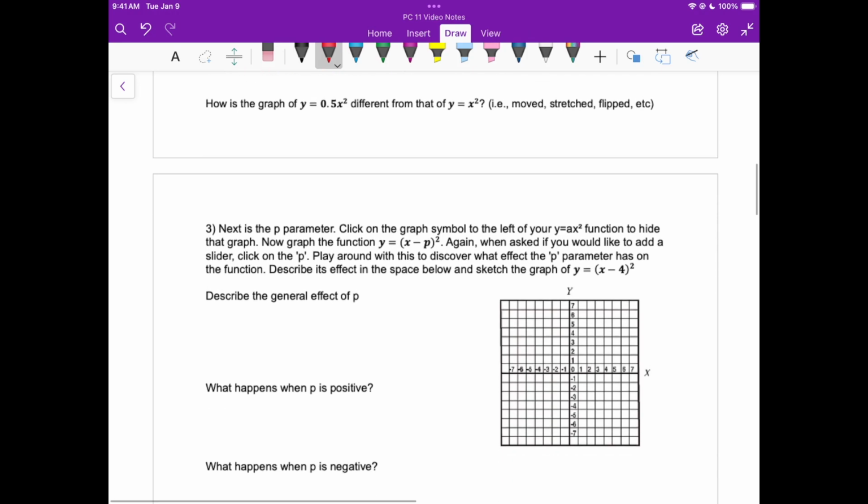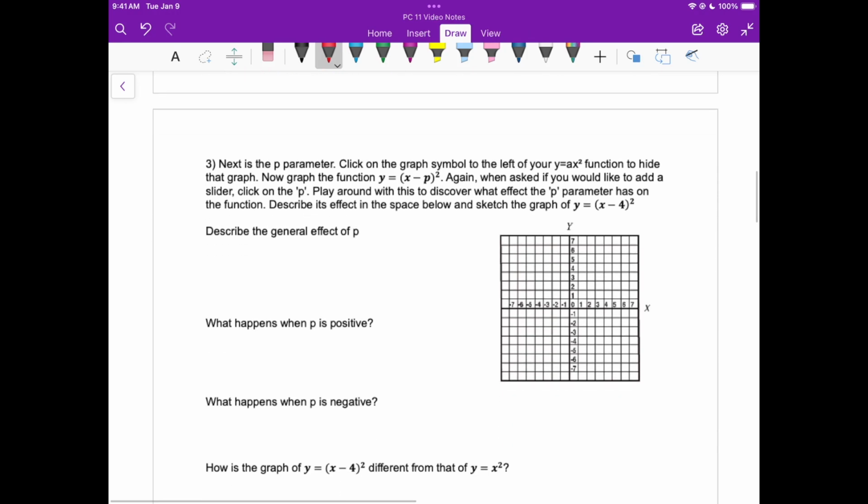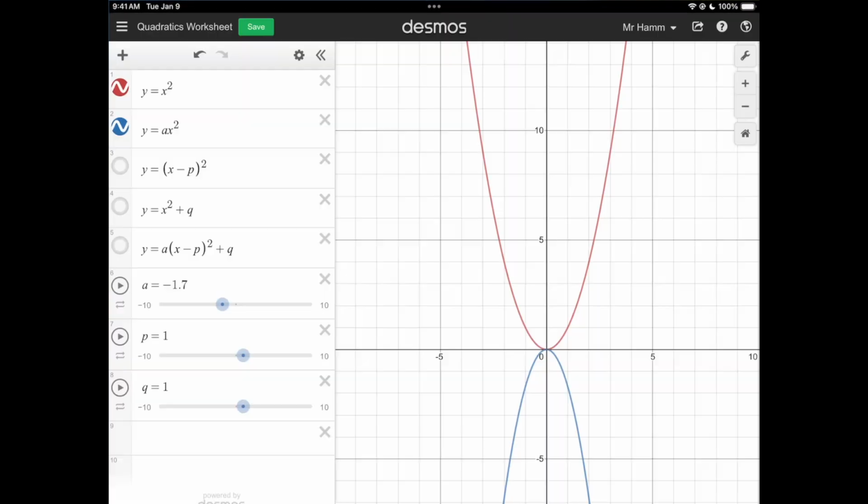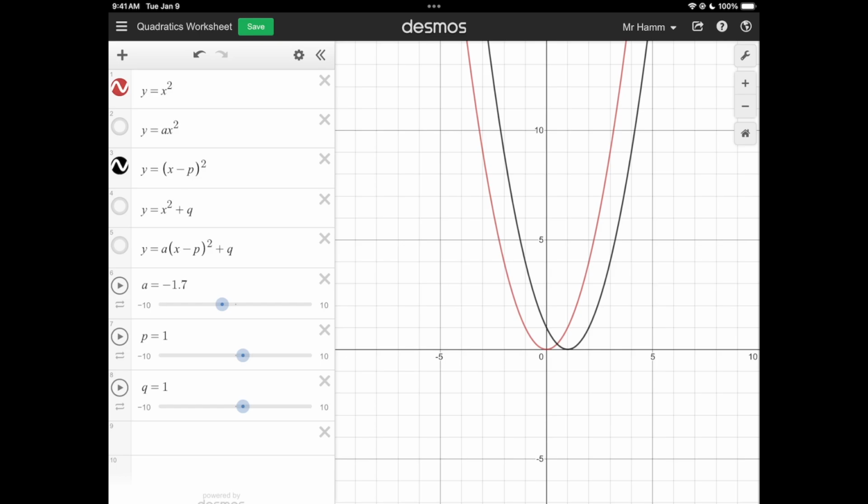So next we go to p. So go back to Desmos, and we want to be graphing now y equals (x minus p) squared. So I'm going to hide ax squared, open up (x minus p) squared. And so you can see it looks like it's roughly the same shape when p is 1, but it's over to the side a bit.